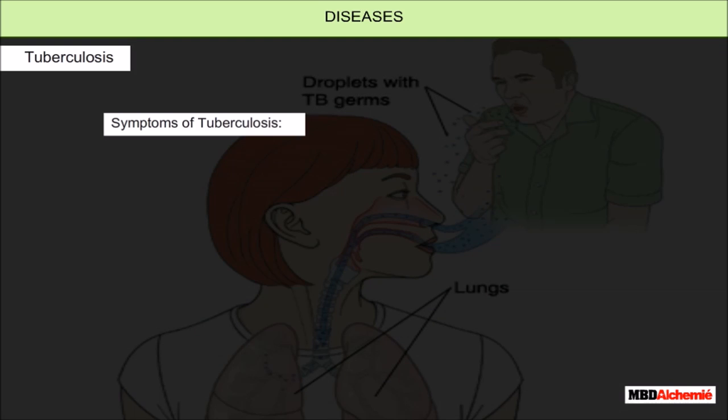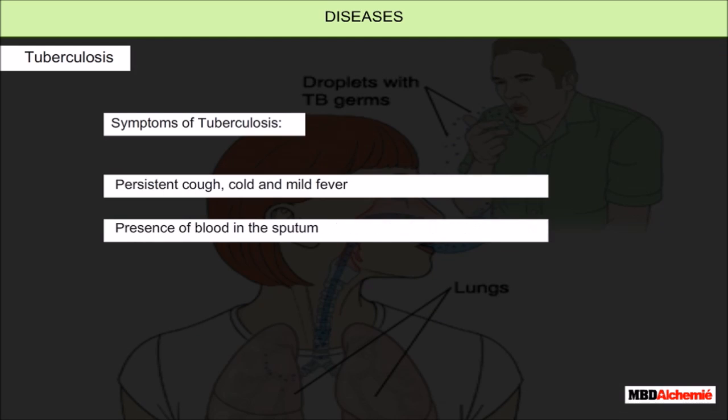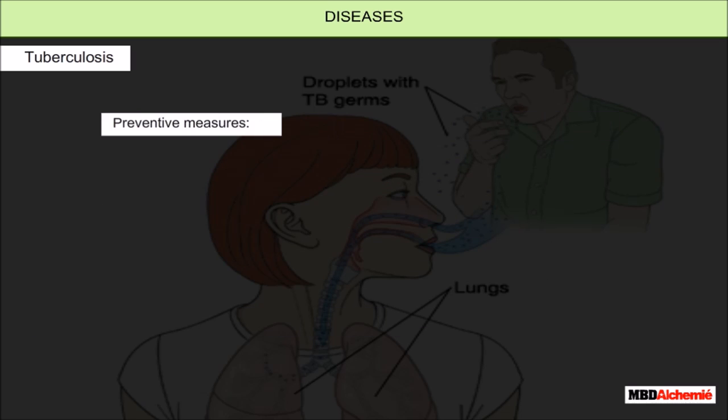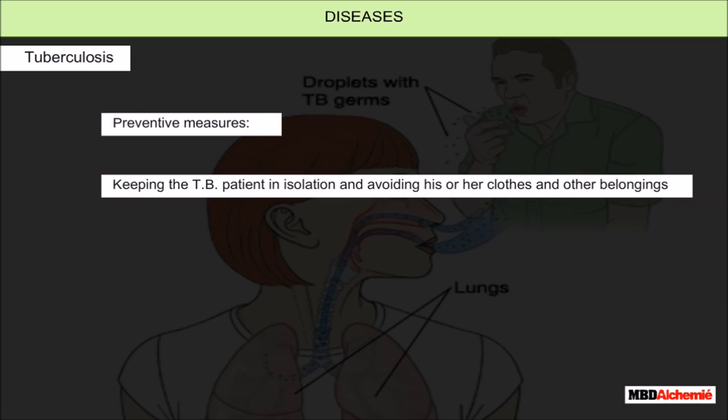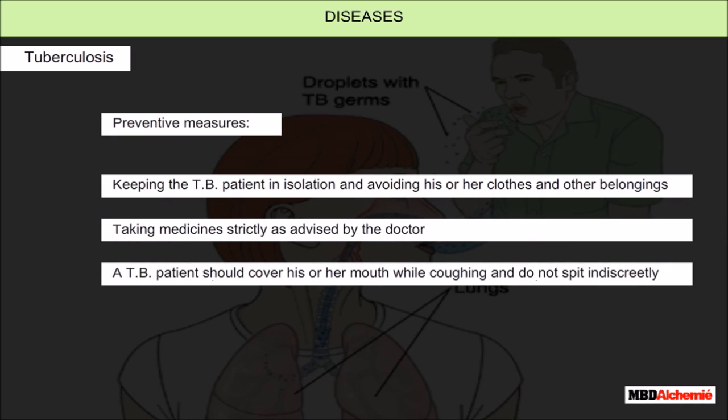Symptoms of tuberculosis: persistent cough, cold, and mild fever. Presence of blood in the sputum, pain in the chest, loss of appetite. Preventive measures: keeping the TB patient in isolation and avoiding his or her clothes and other belongings. Taking medicine strictly as advised by the doctor. A TB patient should cover his or her mouth while coughing and not spit indiscriminately.